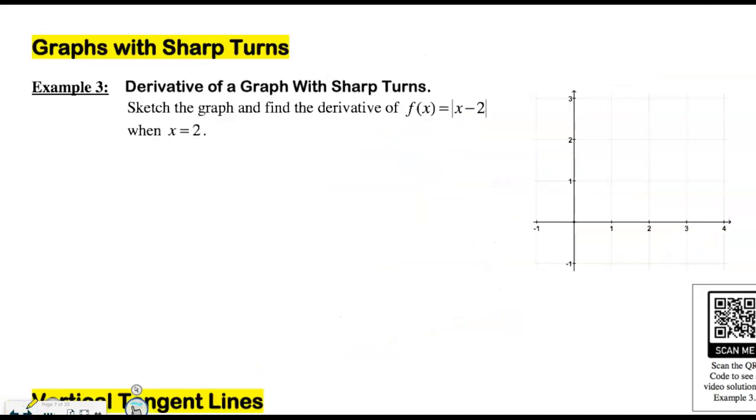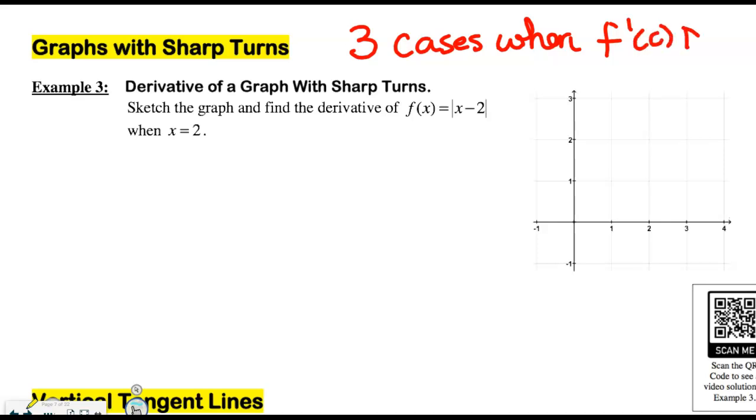We're going to talk about 3 instances in which a derivative does not exist. So write this up here. 3 cases where f prime at C does not exist, or you can't take a derivative. All right, remember a derivative's a slope, right? And it's the slope of a tangent line to a function. So this says to sketch the graph and find the derivative of this function. So you should know what that looks like, right?